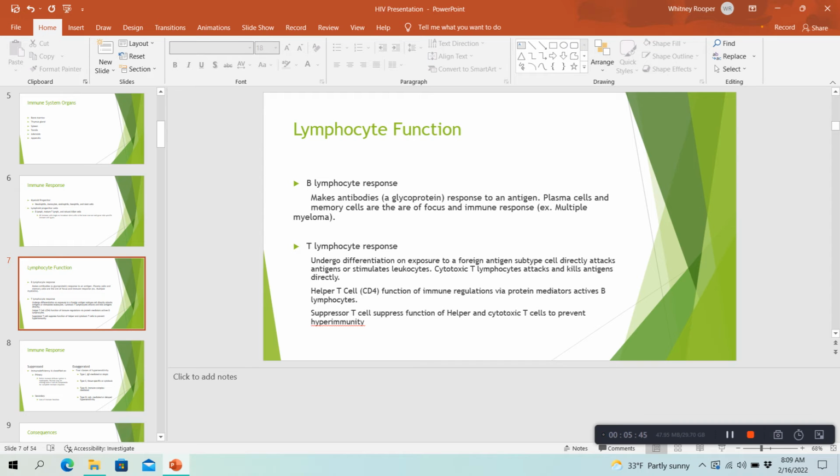T lymphocytes, we have several. So we have a cytotoxic T cell, which kind of kills those cancer cells. They're the ones that take care of those things. They're the killer of it.